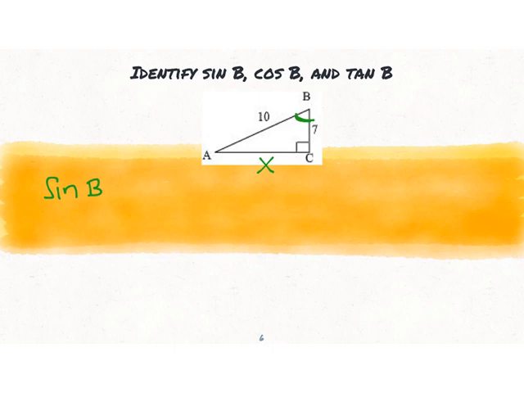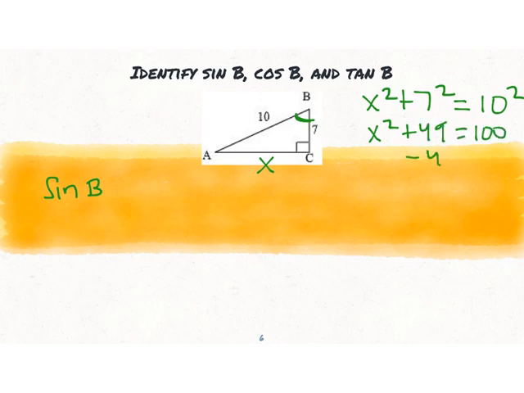I can't just put x there, I want an actual value, I need to simplify my fractions. So what I'm going to use is the Pythagorean theorem in order to figure out that second side. So when I go ahead and do x squared, 7 squared is 49, 10 squared is 100. We're going to subtract 49 from both sides, and we end up getting 51.